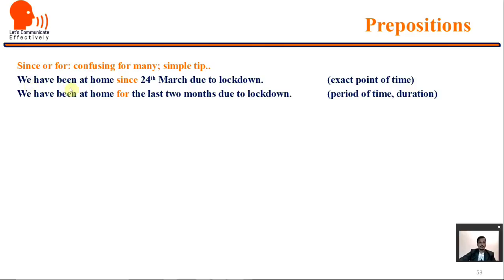For example, we have been at home since 24th March due to lockdown. We are mentioning a specific date. But in the second, we have been at home for the last 2 months due to lockdown. Here a period of time or duration is given. We should not say we have been at home since last 2 months. No, when you use since, there should come a specific mention of time, day, date or year.